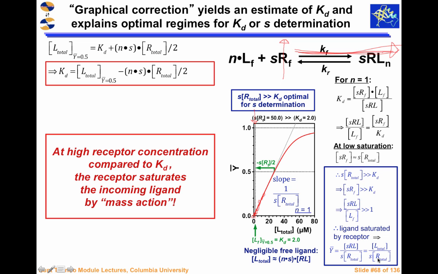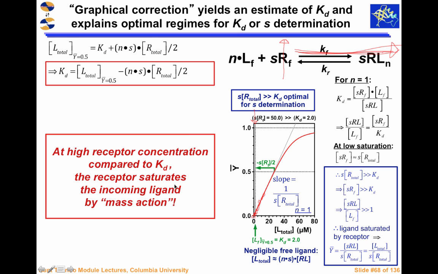And so what that means is that if we think about this, what are we looking at here, right? Well, this is fractional saturation as a function of total ligand. What this equation tells us, what this analysis and this math tells us, is that fractional saturation is basically linearly related to total ligand concentration by a factor of 1 over SRT, right? So what we expect based on the mathematical analysis is just reflecting our qualitative analysis that's saying that by mass action, incoming ligand is saturated by receptor.